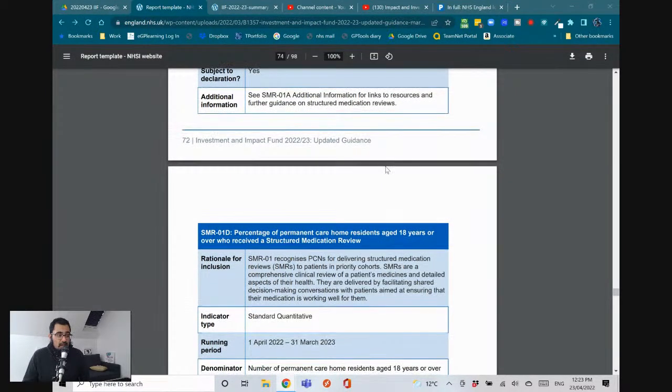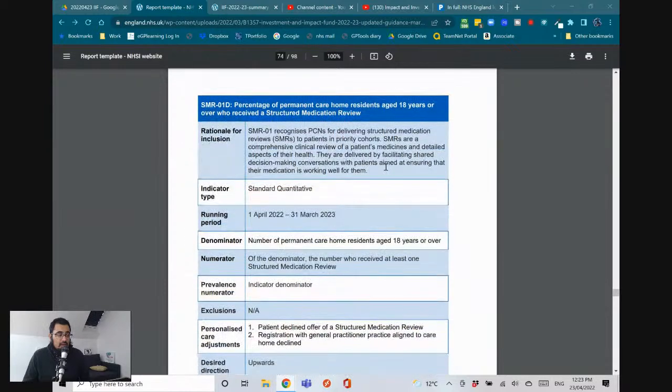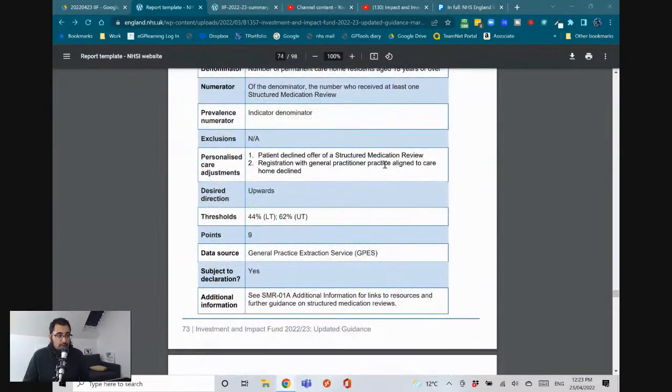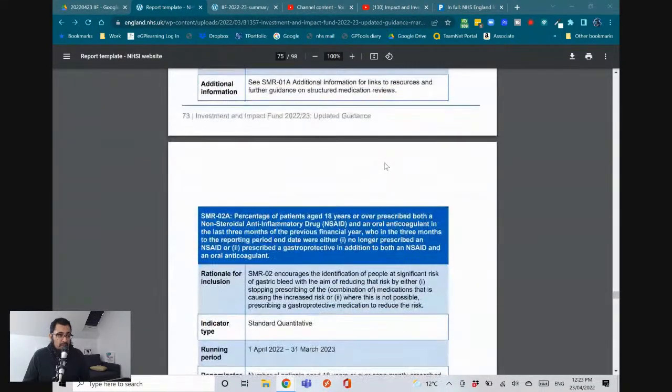SMR101D, percentage of patients in care homes that have had a structured medication review. So hopefully that should be self-explanatory. 44% lower threshold, 62% upper threshold, 9 points again, GPES extraction service.